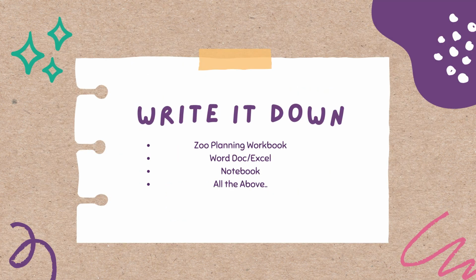And one of the most important things is writing it all down. So you know me, I'm a shameless plug for my zoo planning workbook. If you haven't grabbed it already, take a look at the first video. I'll link it in the top corner, and check out that zoo planning workbook. Or you could simply use a Word doc, Excel, notebook, or all the above to write down your zoo planning, if you are as OCD as me about it. So let's jump into my workbook and show you how I've written down all my planning for Coral Cove.